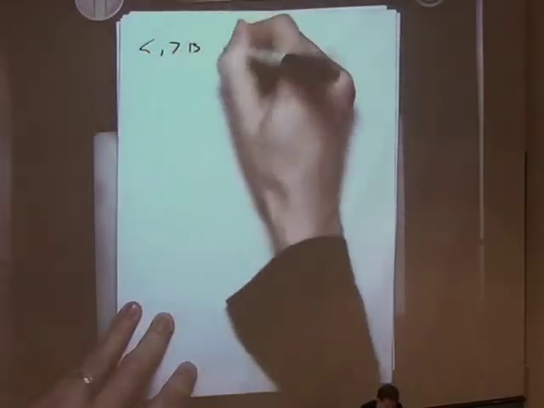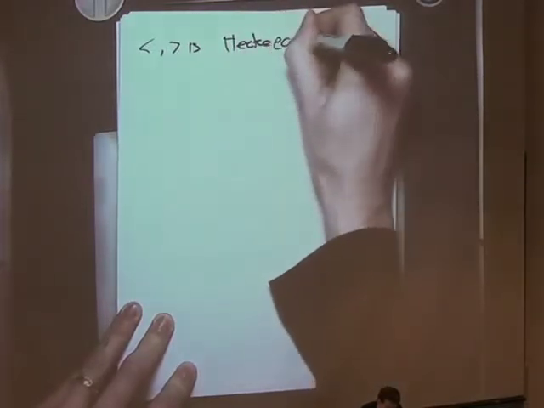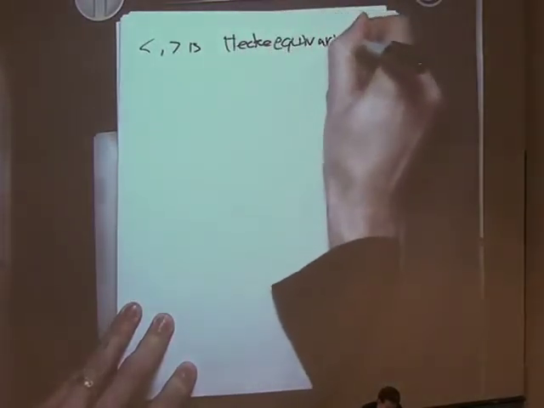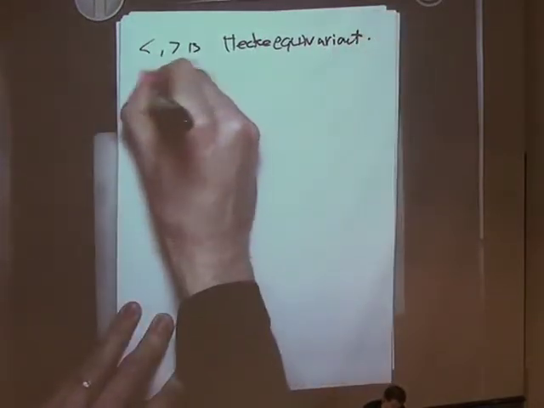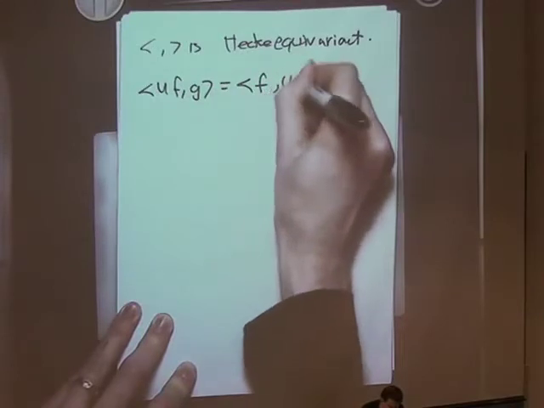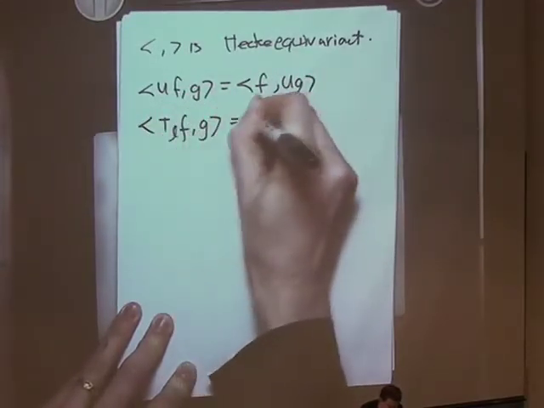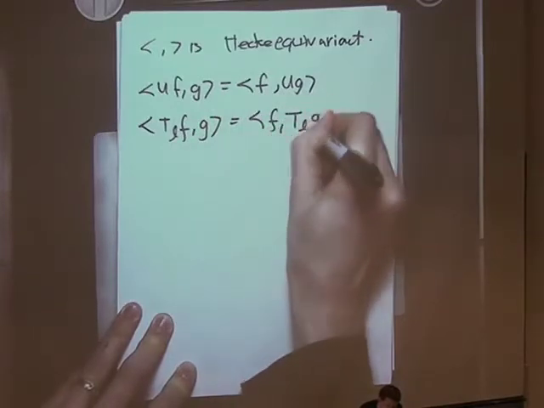is that this pairing is actually Hecke equivariant. So, in other words, UFG is equal to FUG, and TLFG is equal to FTLG.